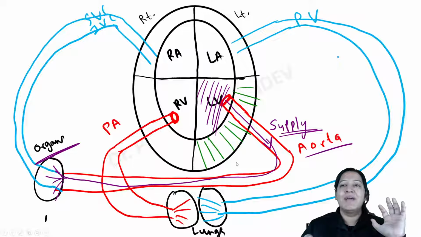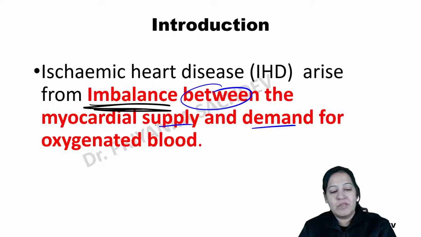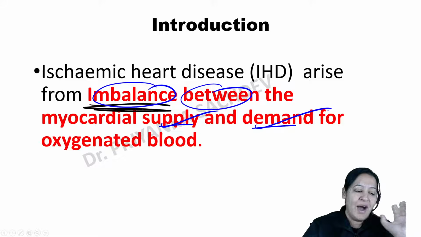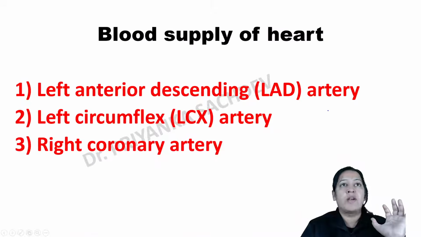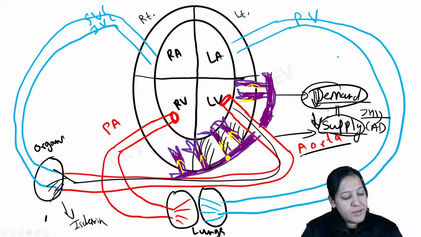So in short, there is an imbalance between two things. What are the two things? Imbalance is occurring between demand and supply of the heart. So that is the short definition of ischemic heart disease. Have you got it? Give me a thumbs up if you got it. So it is an easier definition of ischemic heart disease.